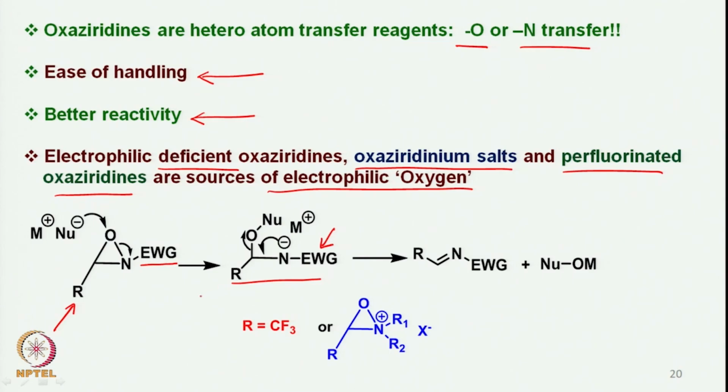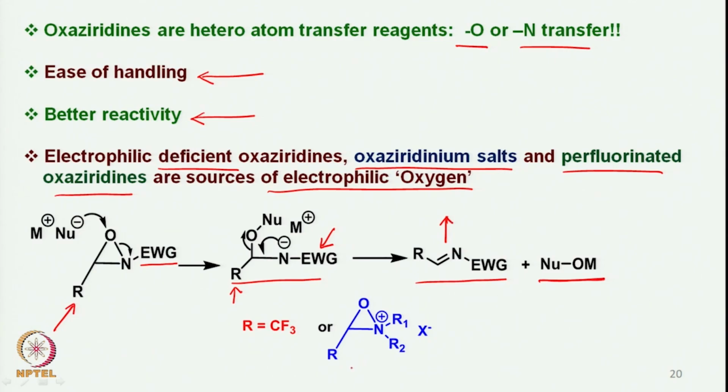At the same time, because R is also an electron withdrawing group, there is an easy possibility of such cleavage, and that leads to the nucleophile reacting specifically with the oxygen, and the imine is regenerated. So, the regenerated imine can again be epoxidized and the oxaziridine can form.